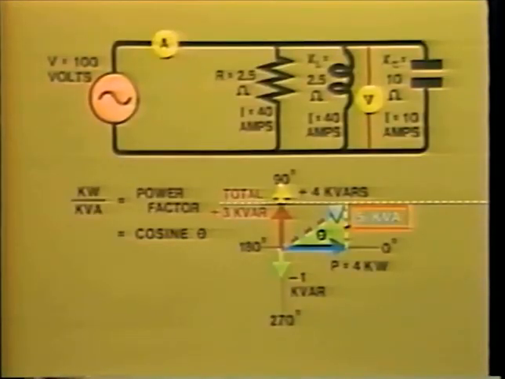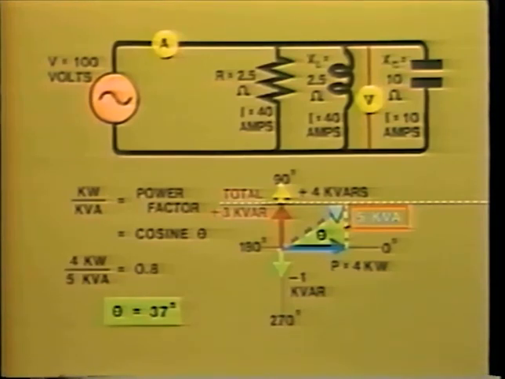So, what is the power factor in our example? Well, the power factor equals the true power, 4,000 watts, divided by the apparent power, 5,000 volt-amperes, and this comes to 0.8. Now, since this is also the cosine of the angle, we can look in our trigonometric tables to discover that where the cosine is 0.8, this angle will be 37 degrees.